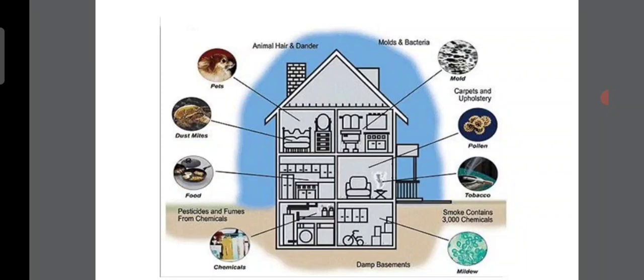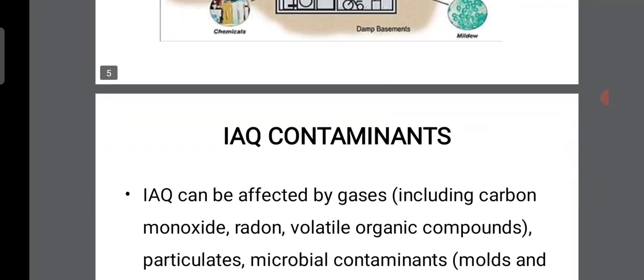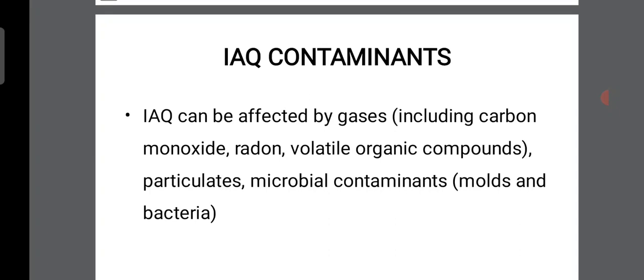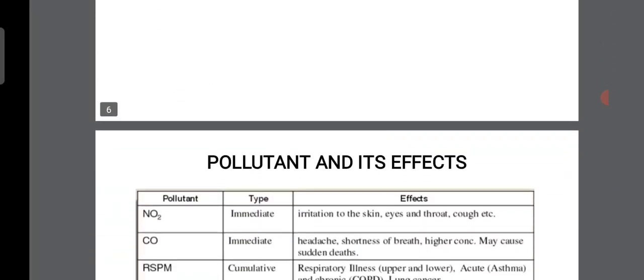So these pollutants are pictured in this simple format. We have major pollutants like mold, bacteria, pollen, tobacco, mildew, chemicals, pesticides, food particles, dust, and pet gas. Indoor air quality can be affected by gases including carbon monoxide, radon, volatile organic compounds, particulates, and microbial contaminants like mold and bacteria.